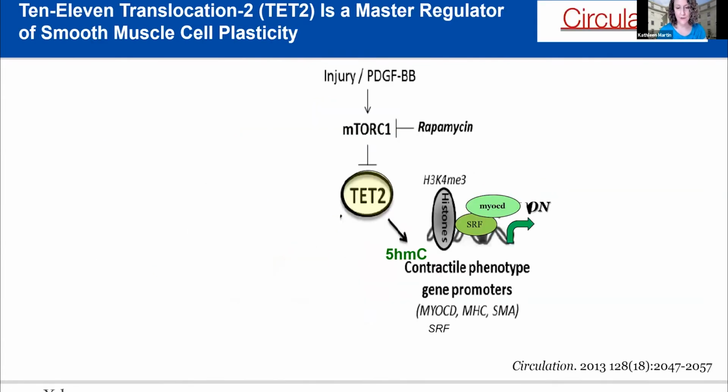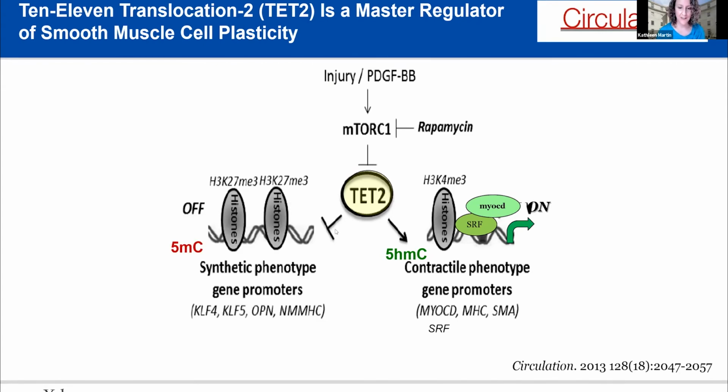We showed that TET2 is a master upstream epigenetic regulator of smooth muscle phenotype by regulating downstream transcription factors on both the contractile and synthetic sides. So we saw that injury and PDGF through mTOR signaling repress TET2, but mTOR inhibition with rapamycin activates TET2. When TET2 is active, it promotes this 5-hmC mark at promoters, including the promoters of myocardin and SRF, the master transcription factors for smooth muscle cells, as well as at the promoters of the contractile genes themselves.